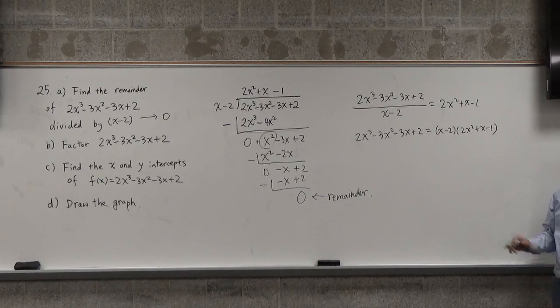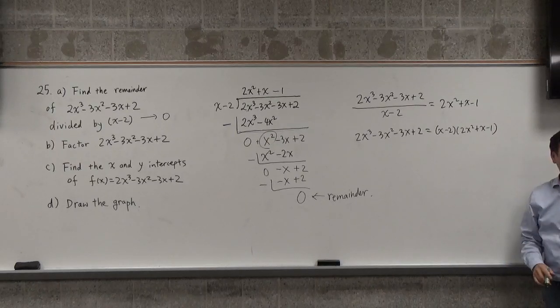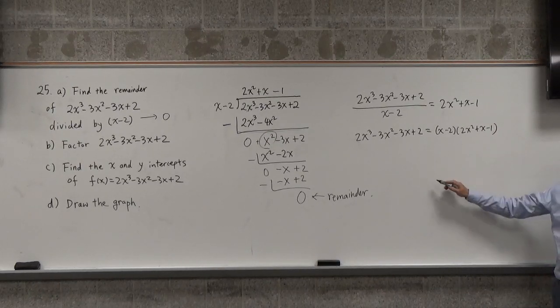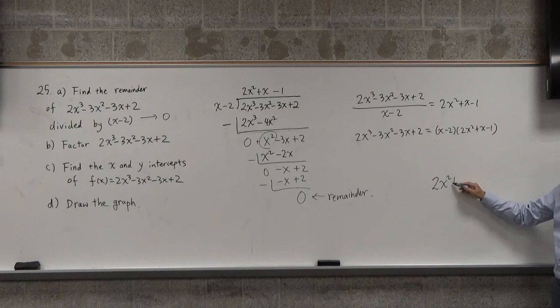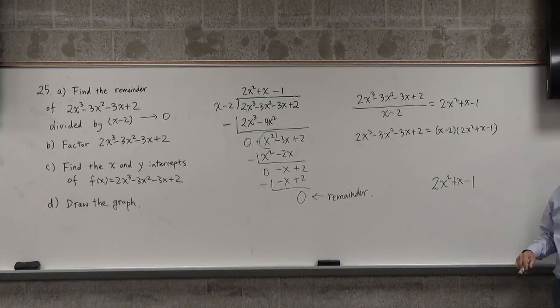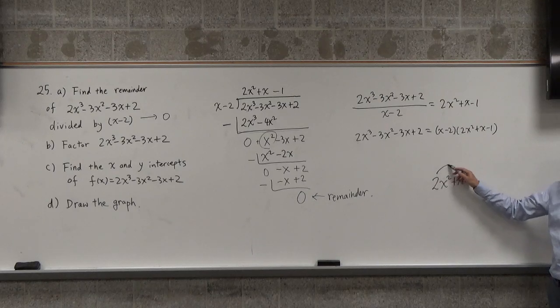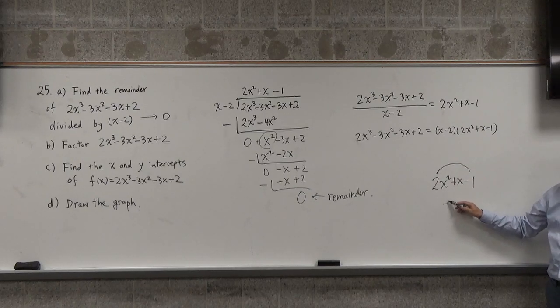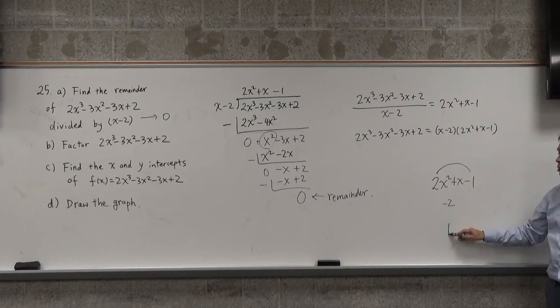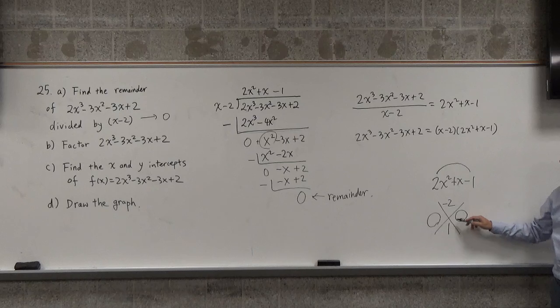How do you factor 2x squared plus x minus 1? Can you factor it? How do you do that? AC method? Anyone? 2 times negative 1 is negative 2. The middle number is 1. So you're looking for two numbers that multiply to negative 2 and add up to 1. What is it?